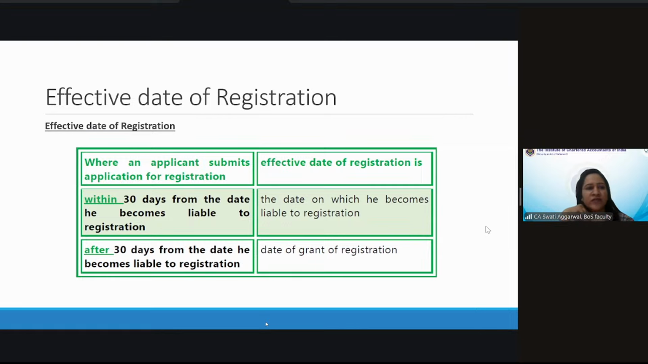You may refer to the examples with various illustrations. We have also come out with the intermediate revision test paper for the January 2026 examination. You may also go through them.